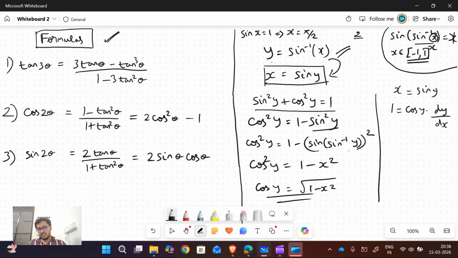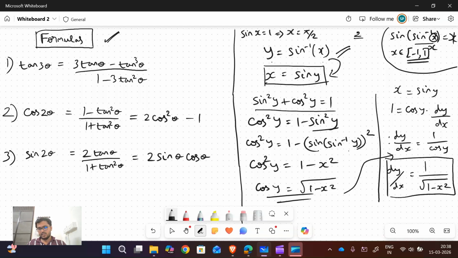You should not forget the chain rule where you have to differentiate the functions inside also. Okay, I've told you in the previous video. So you'll get dy by dx as 1 by cos y. Okay, so you can substitute this here. So dy by dx will be 1 by root of 1 minus x square. Understood? Very easy proof only. It's not a proof at all. Like it's just playing around the equations.